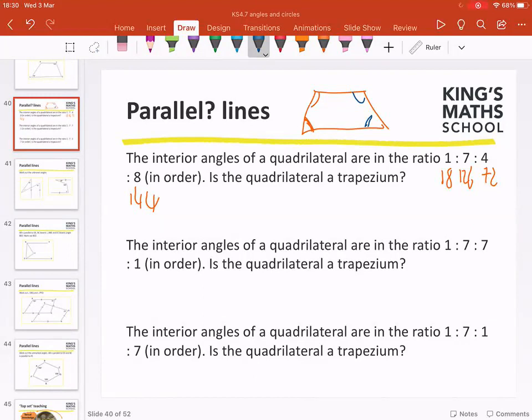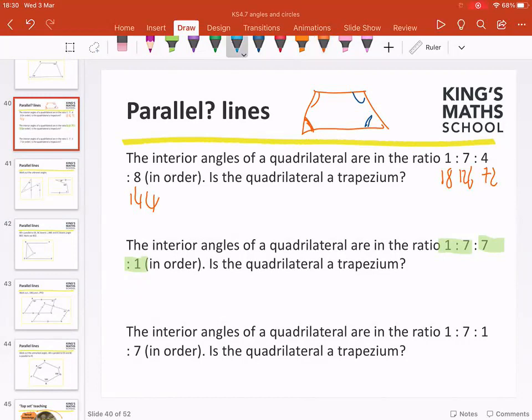What about the next case? Well, this is looking a bit more plausible about the pairs, because I've got the 1 and the 7 and the 7 and the 1. So again, I've got 14 and 1, I've got 16 parts, adding up to 360. So each part's going to be 45. Is that right? 16, 45? No, hang on. I've got 16 parts adding up to 360. So each part is going to be 22 and a half. I'm really panicking now. Yes, 22 and a half.